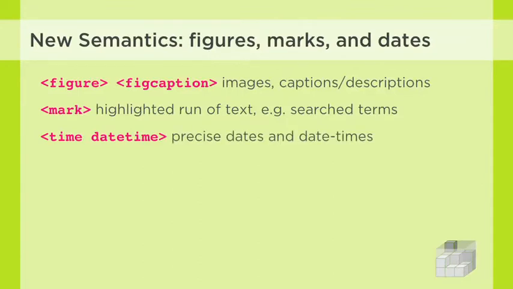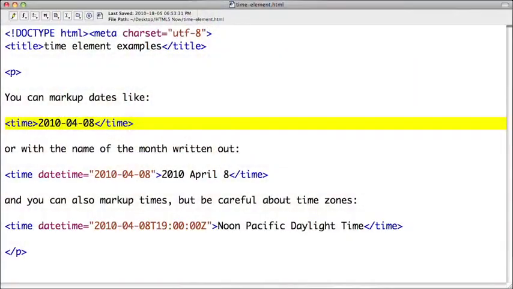It's for precise dates and date times. And let me explain what that means. So this means that you can only mark up a specific day. For example, you can mark up 2010 April 8th, but you can't mark up 2010 April, which would be a specific month, with a time element. You also can't mark up just a specific year, like 2010.